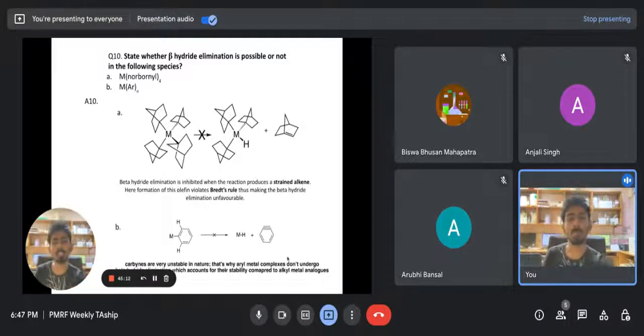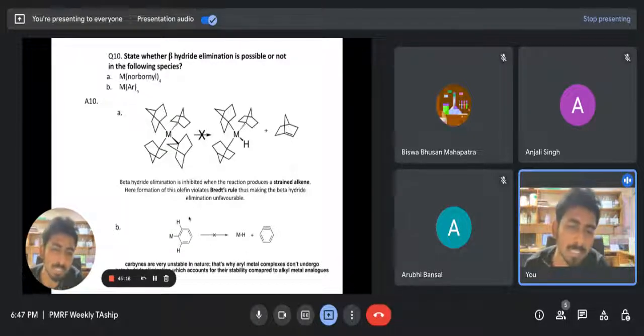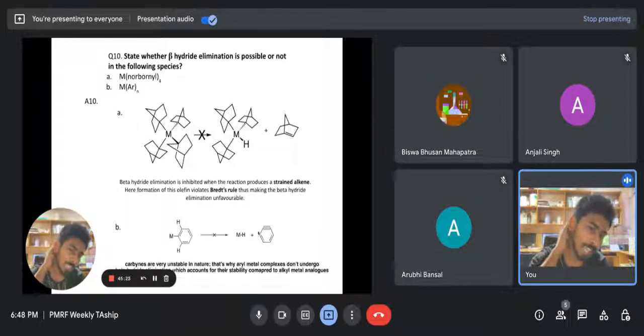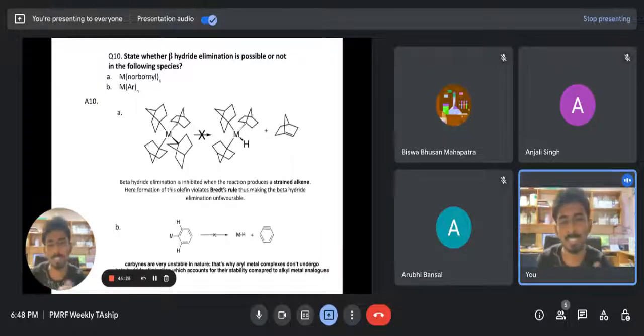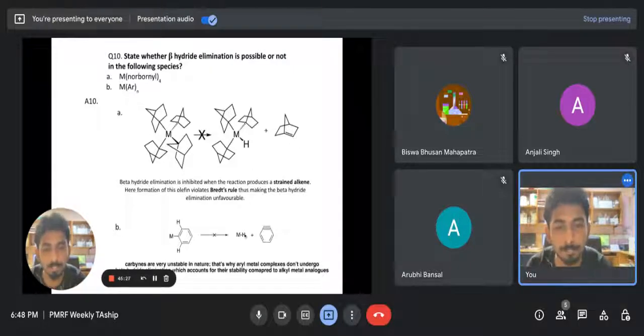Now coming to the second option, the metal aryl cases. What is the aryl group? The aryl group is nothing but the benzene group. Here you can see that two beta hydrogen atoms are present, and if we perform beta hydrogen elimination, we are left with a metal hydride and a carbene. Carbene molecules are really unstable in nature, because in this carbene system we have orthogonal p orbitals with negative charge side by side.